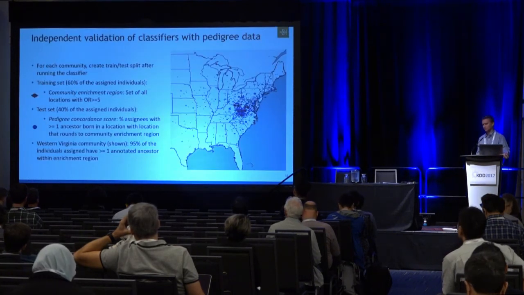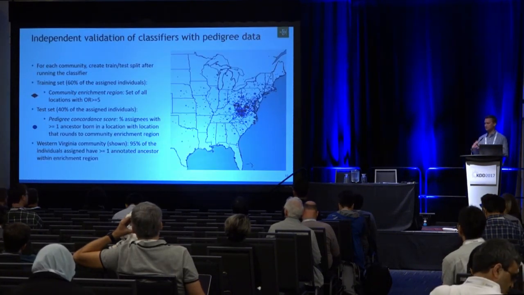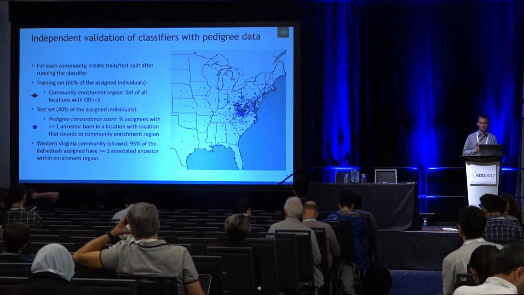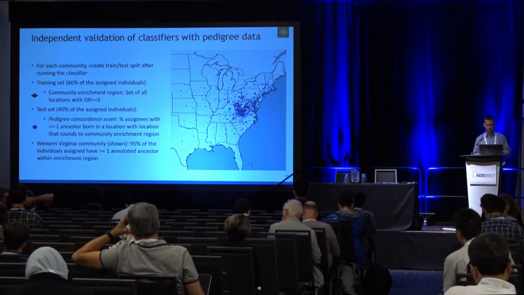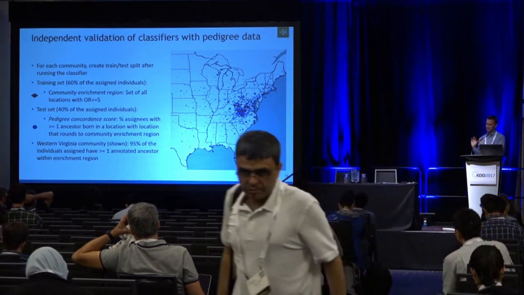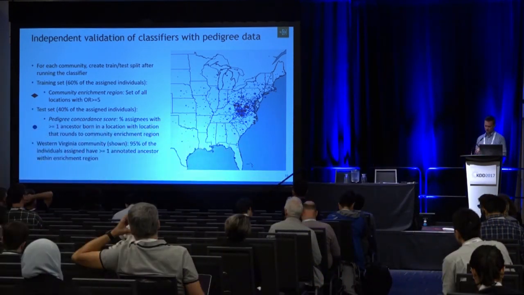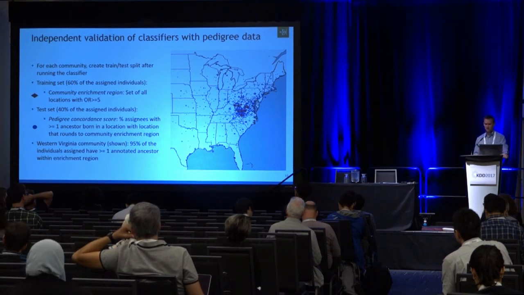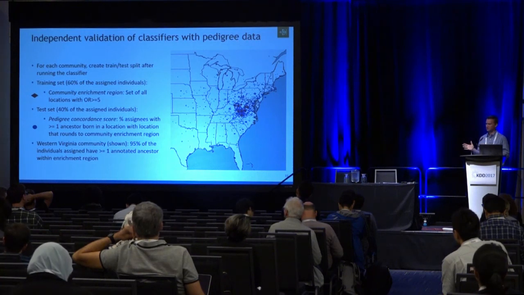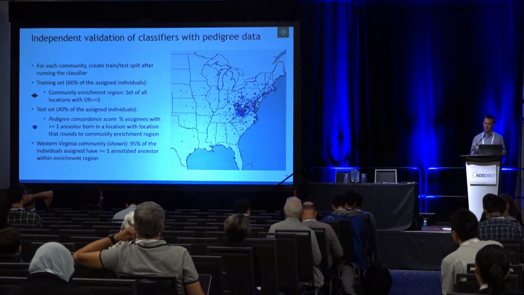Another thing that we wanted to do was a completely independent validation of this approach, independent of the community detection and the network and the genetics altogether. In order to do that, we looked at the family tree data that we had for these communities. You remember that people have built out their family trees, so we can look at people who have sufficiently large trees and try to get an idea of whether they have ancestors born in the location of the community that we put them in.